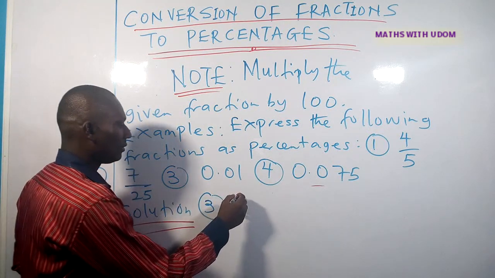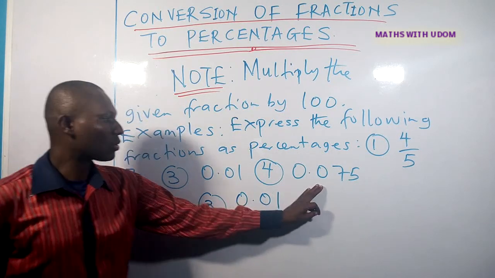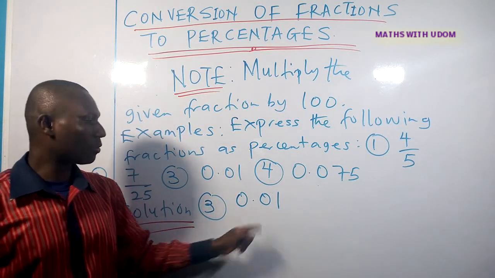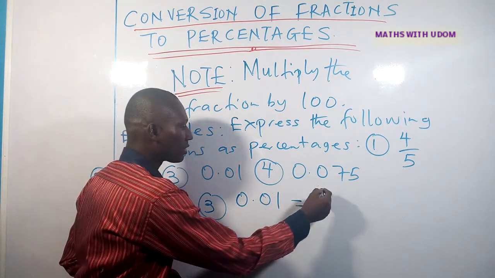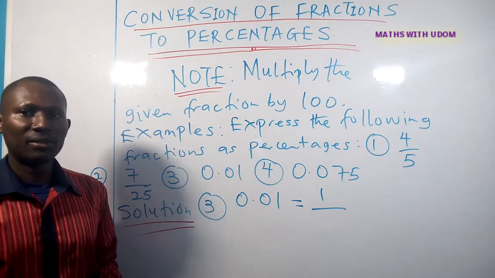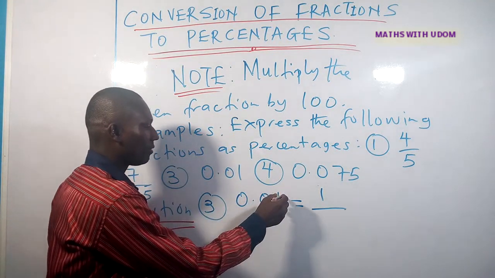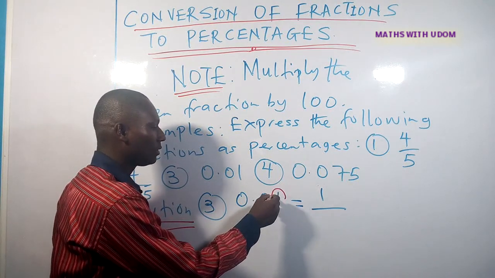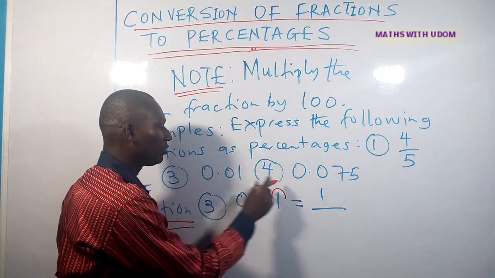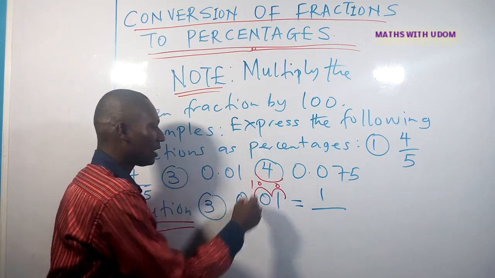We have 0.01. So the first thing to do is to convert this into what? Into a proper fraction. And that will give us 1 divided by, okay? So let's move backwards. Let's move the arrow backwards. Let's go 1, 2. So we have 2 zeros. And then we'll put our 1 here.